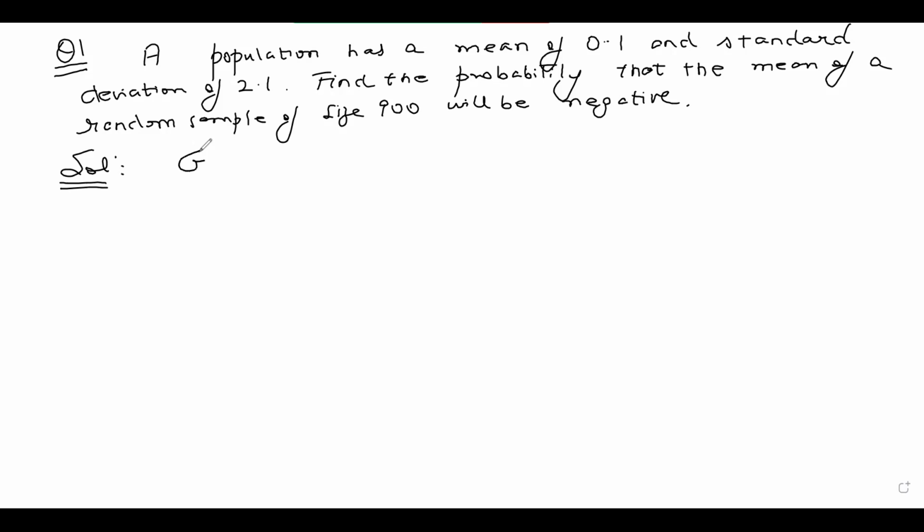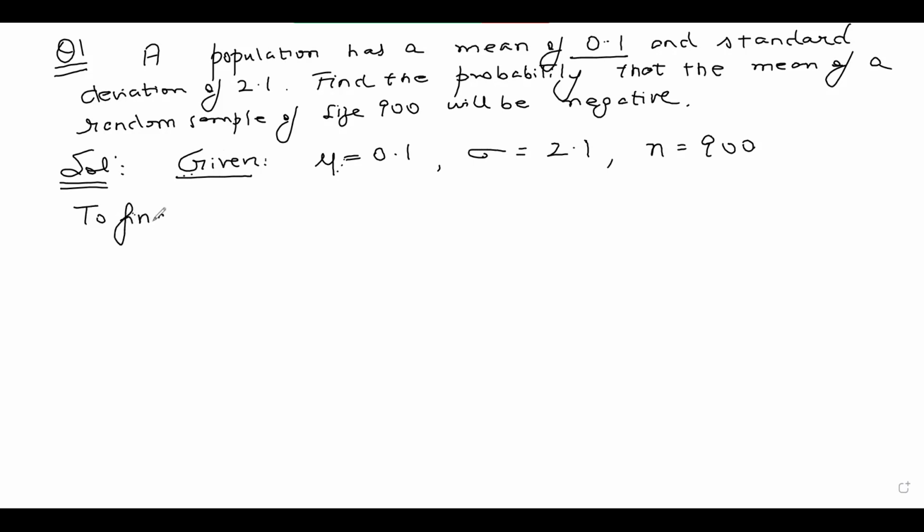So let's quickly solve. I'm quickly writing what is given to us. Population has a mean of 0.1, so mu is 0.1, and the population standard deviation is 2.1. Find the probability that the mean of the random sample of size 900, the sample size is 900, will be negative. So I need to find the probability that the sample mean x bar is negative. The mean of the random sample is negative.